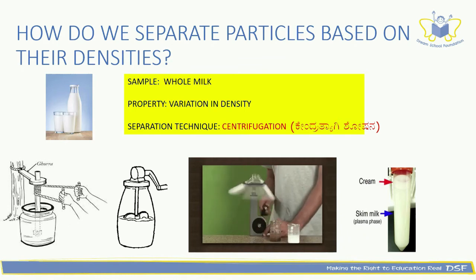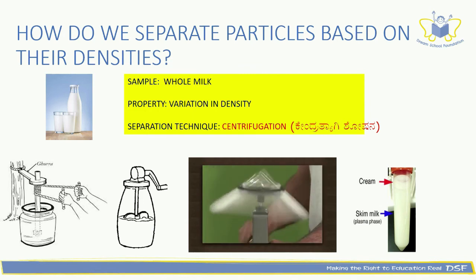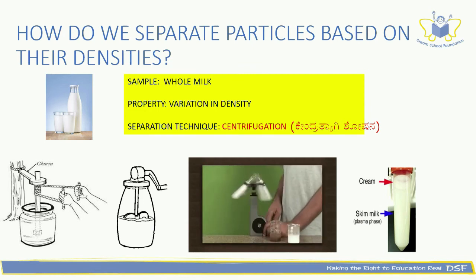See what happens here. As you can see, when the milk is rotated or centrifuged, the cream settles on the top and the skim milk is at the bottom. Hence, we have separated these two from each other.